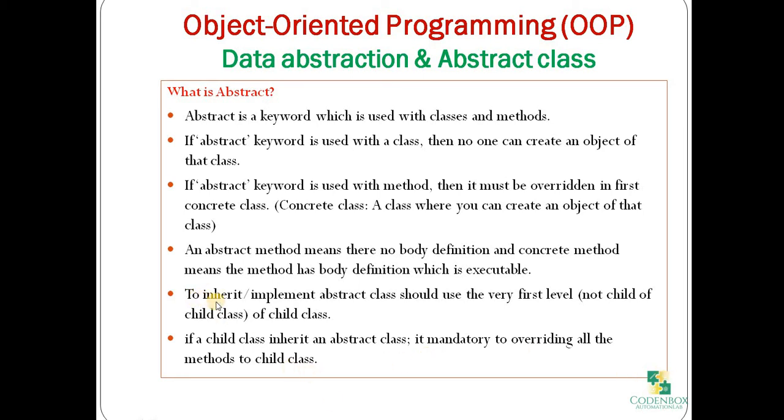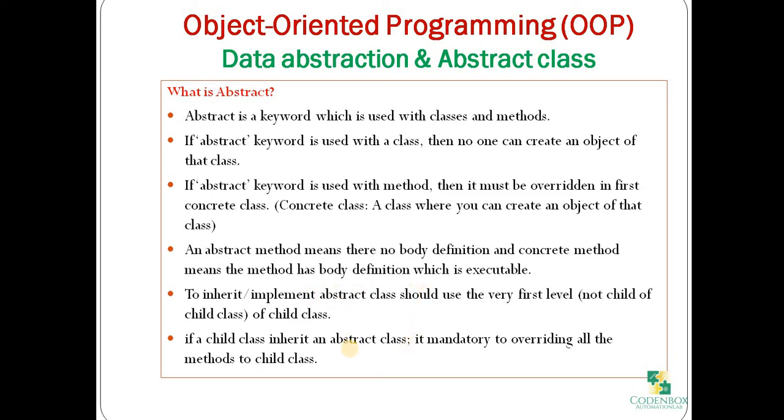The next point is to inherit or implement an abstract class. We should use the very first level of the child class, not the child of the child class. And the last point is, if a child class inherits an abstract class, it's mandatory to override all the abstract methods in the child class.